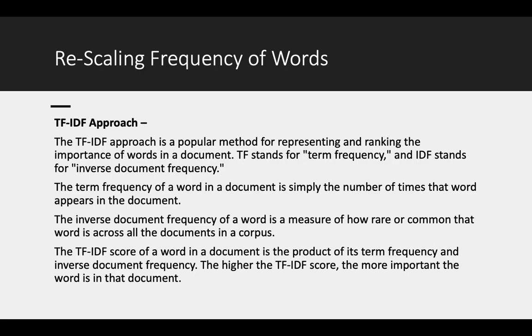The term frequency is simply the number of times the word appears in the document, whereas the inverse document frequency is a measure of how rare or common that word is across all the documents in a corpus. The TF-IDF score of a word in a document is the product of its term frequency and inverse document frequency. The higher the TF-IDF score is, the more important the word is in that document.